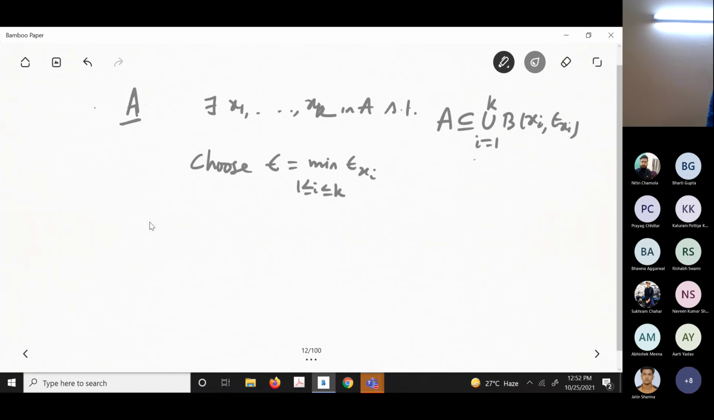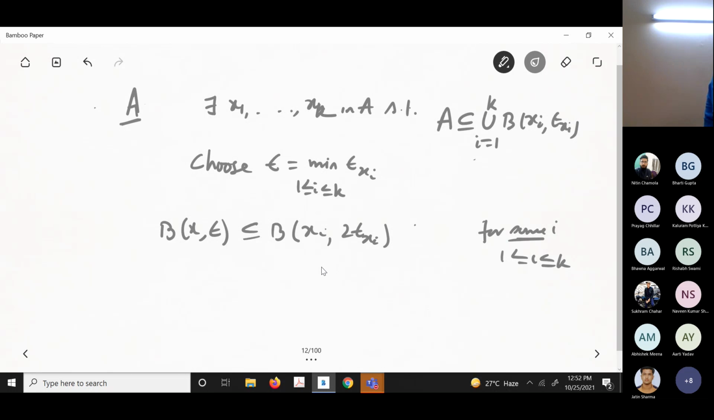Now we can prove that by using the triangle inequality. That I am not telling you, it is written here: that B(x, epsilon) is contained in some B(xi, 2 epsilon xi). Look, so there exists i, where i is lying in between this, for some i. But this is by the way I have chosen.